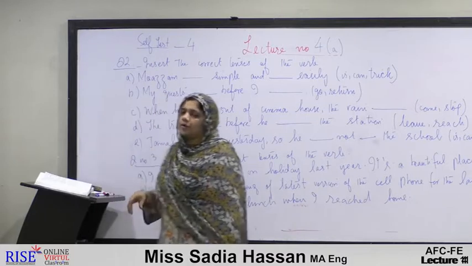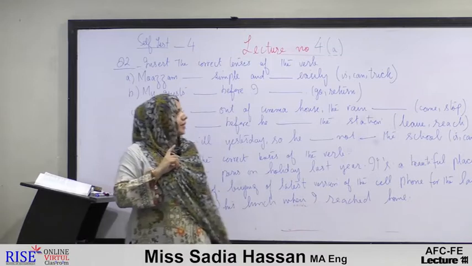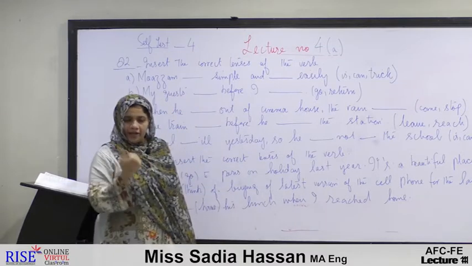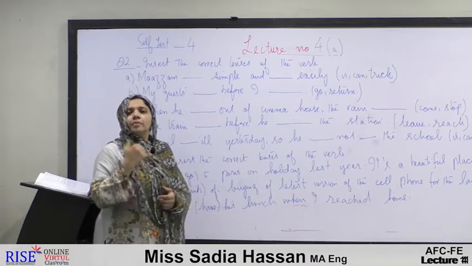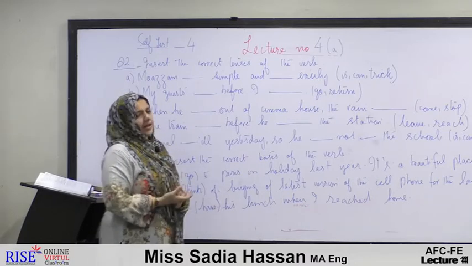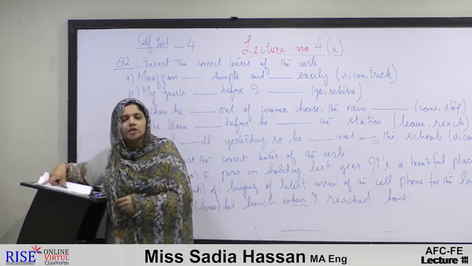Today we are going to attempt the exercise of chapter number 2, with the name of self test number 4. Actually this chapter was about the detail of the verbs that covers the area of verb, primary verb, modal verb and tenses. We are starting with question number 2. Why have we left question number 1?